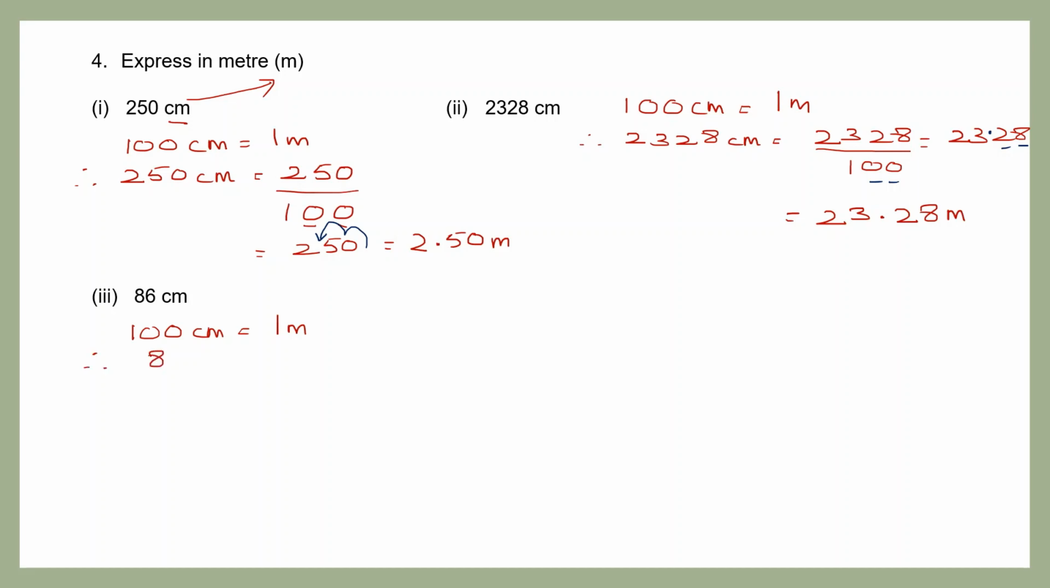Therefore, 86 centimeters will be 86 by 100. So write it as a whole number, 86. Look at the denominator, it has two zeros. So my point moves two places to the left and comes here. So the number before that will be 0. So let me write my final answer, 0.86 meters.